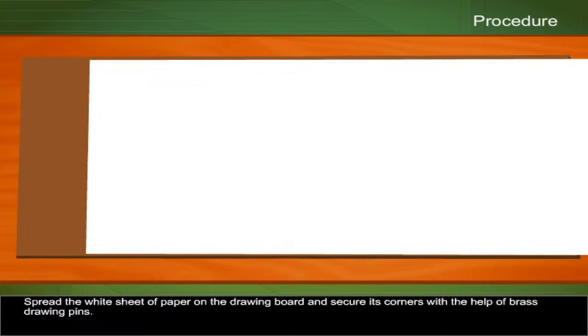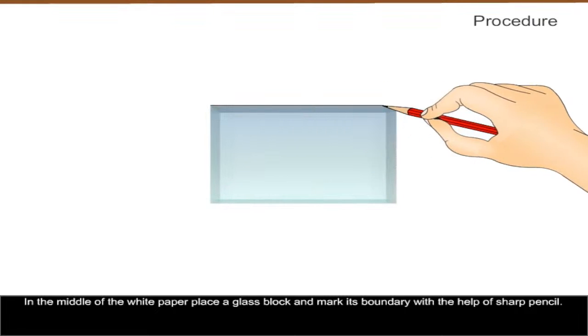Procedure: spread the white sheet of paper on the drawing board and secure its corners with the help of brass drawing pins. In the middle of the white paper, place a glass block and mark its boundary with the help of a sharp pencil.